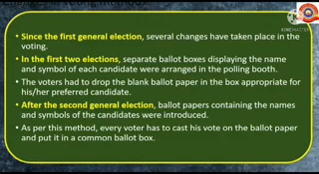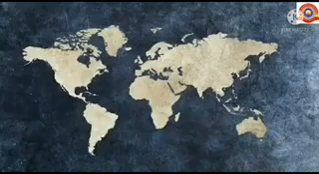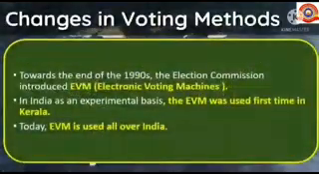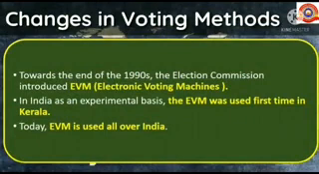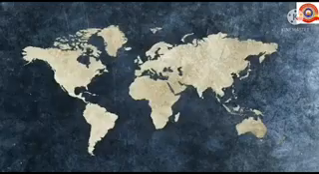As per this method, every voter has to cast his vote on the ballot paper and put it in a common ballot box. Towards the end of the 1990s, the Election Commission introduced electronic voting machines. In India, on an experimental basis, the electronic voting machine was used for the first time in Kerala. Today, electronic voting machines are used all over India.